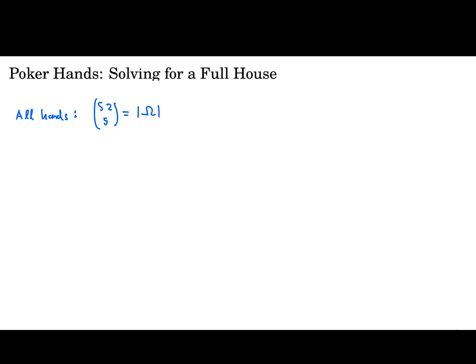And now we count the favorable outcomes, right? So how many of these hands are actually full houses? For the favorable hands, how do we do that? One way to count it is, first we need to choose the rank of the triple. So every time you have a full house, you have a triple, and that triple has a rank.